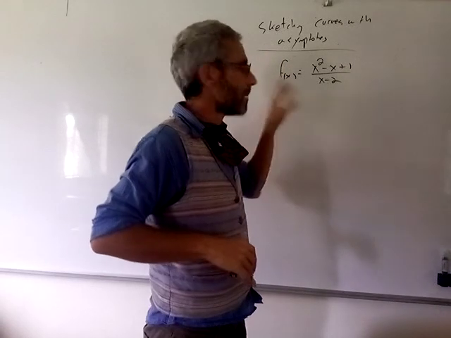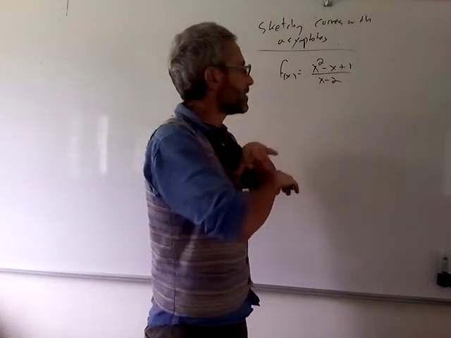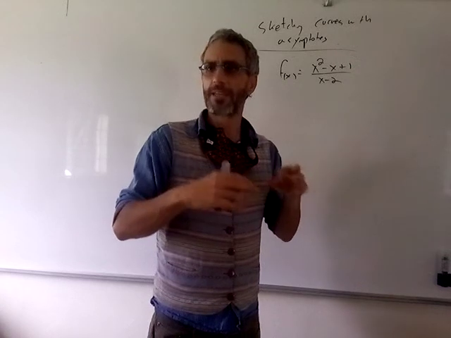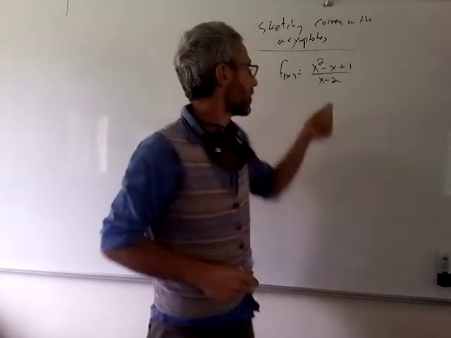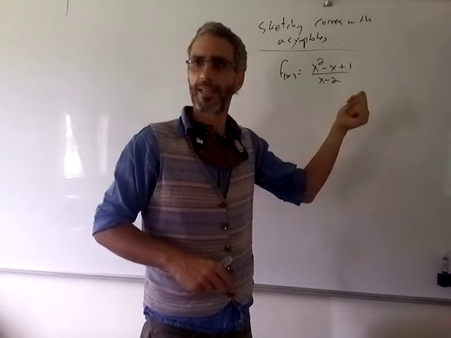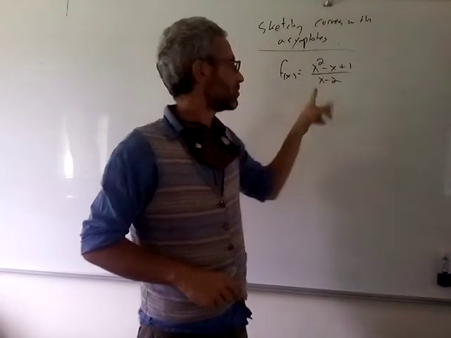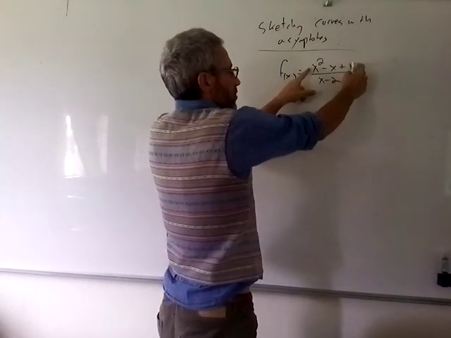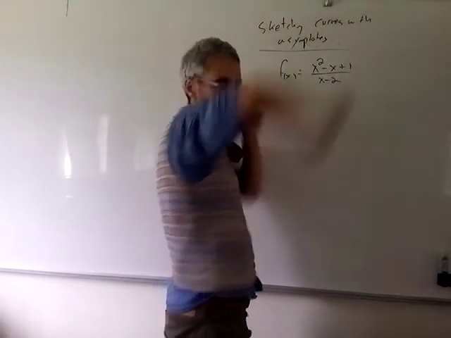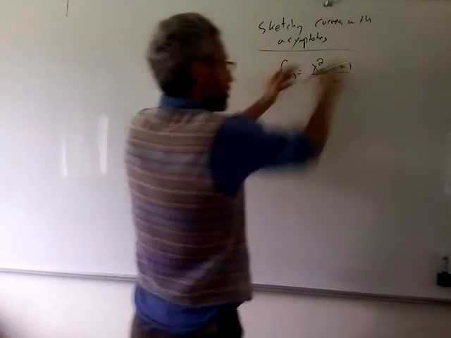Now I'll do one, maybe two examples, but I'm not going to sketch them. All I want to do is write them in a way that we will be able to see the asymptotes. Already we can see the vertical asymptote at x equals 2. But to find the oblique, we know it's a quadratic divided by a linear, so there must be an oblique asymptote. We actually need to do the division.